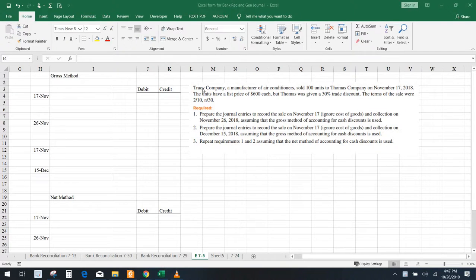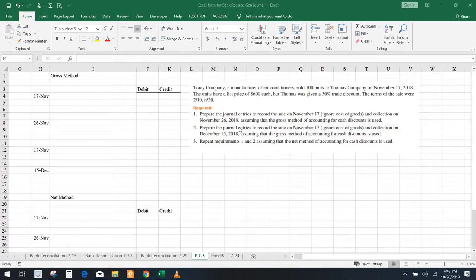The problem says Tracy Company, a manufacturer of air conditioners, sold 100 units to Thomas Company on November the 17th, 2018. The units have a list price of $600 each, but Thomas was given a 30% trade discount. The terms of the sale were 2/10 net 30. It wants us to prepare journal entries to record the sale on November the 17th and collections on November the 26th, assuming that the gross method of accounting for cash discounts is used.